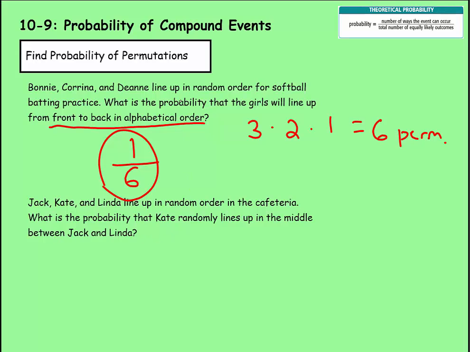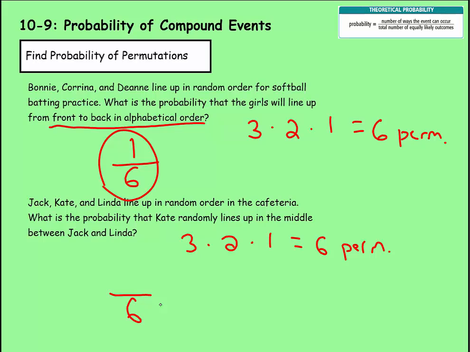So just like this last one, we're looking for a permutation of 3 people in any order. Any of them could line up first. 2 of them could line up second after that. And then only 1 person can line up third after that. So that gives us a total of 6 permutations again. So that goes on the bottom. That's the total number of outcomes that we could have.